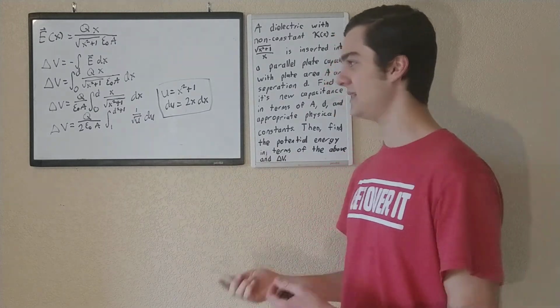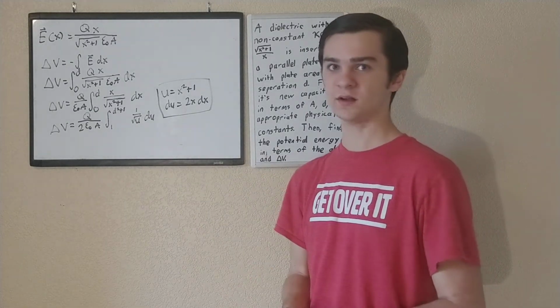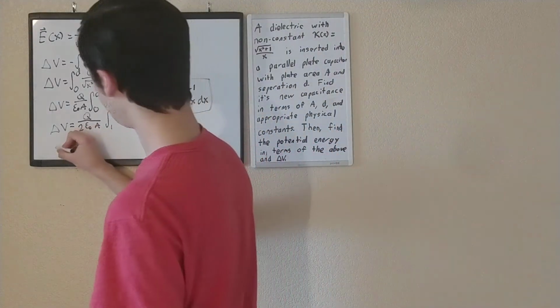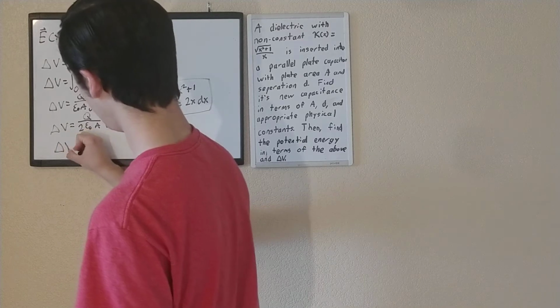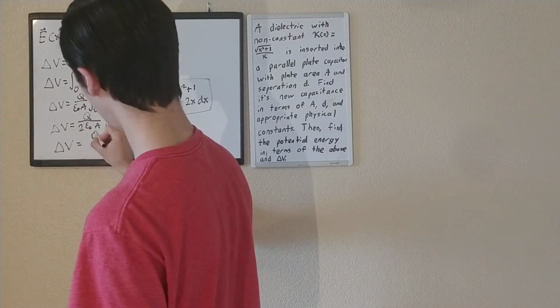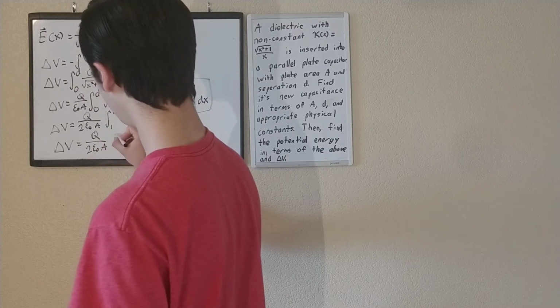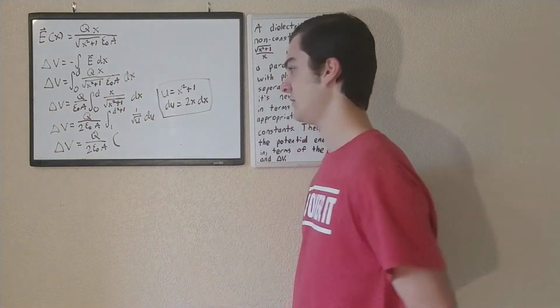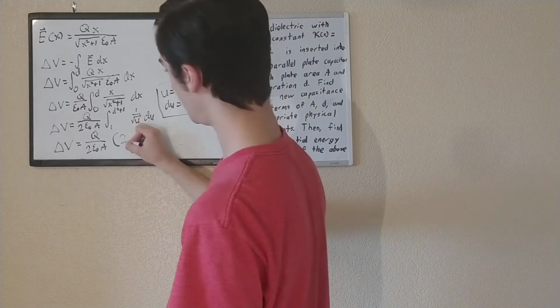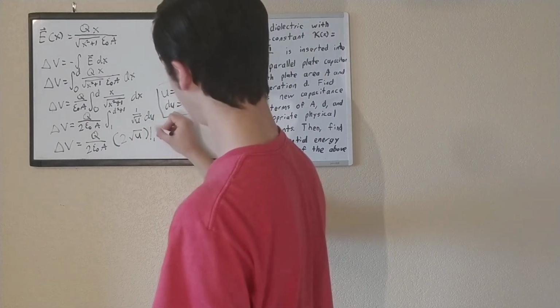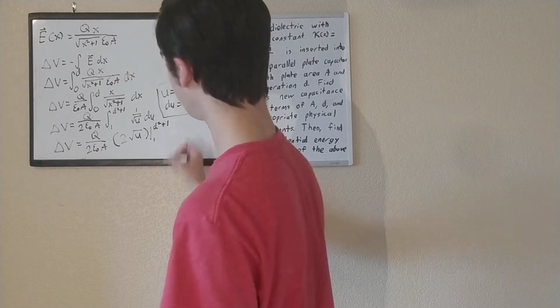This, on the other hand, is a pretty trivial integral that we can solve just by using the power rule for integration. So after evaluating that, the change in voltage equals q over 2 epsilon naught A times, and the antiderivative of 1 over the square root of u is just 2 times the square root of u, evaluated from 1 to d squared plus 1.